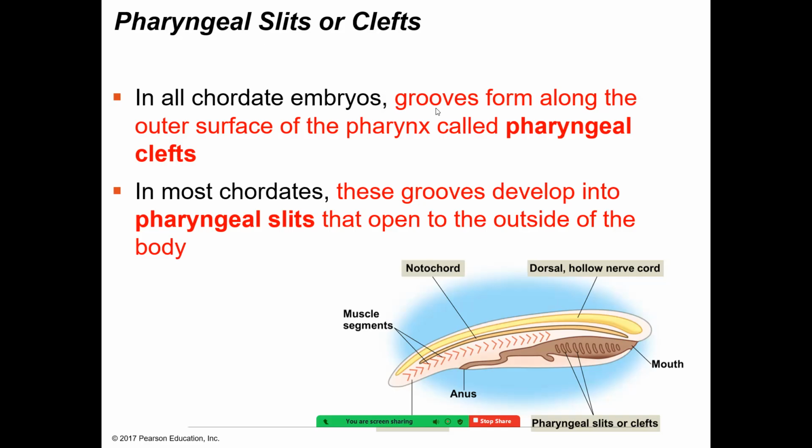The pharyngeal slits or clefts in all of these chordate embryos. Grooves form along the outer surface of the pharynx. Pharynx is the throat, or what will become the throat. And these grooves are described as pharyngeal clefts. In most chordates, these grooves will develop into pharyngeal slits that will open to the outside of the body. So the pharyngeal clefts are those that will stay inside of the body. The pharyngeal slits are those that will open to the outside of the body. So that's the difference between the two.